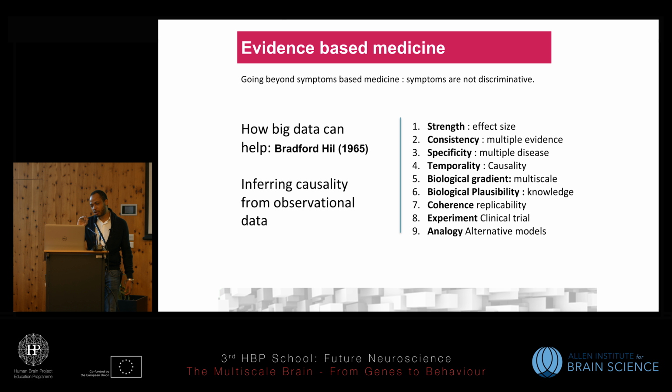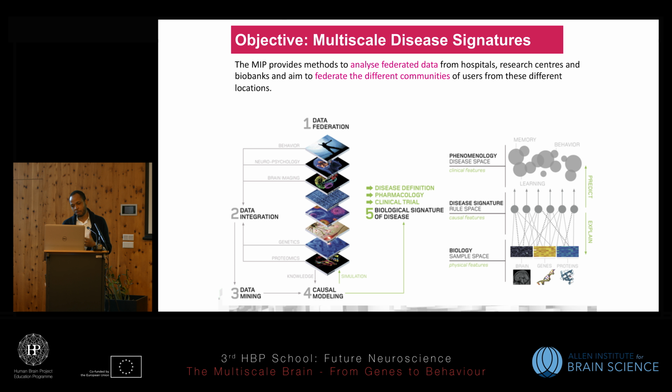You can try to touch on things like causality, because you have temporal, longitudinal information with this hospital data. You can start to think about biological gradients. If you have multiscale information, you can think about replicability. You can develop techniques for clinical trials and think about alternative hypotheses. So this is the way we can move from symptoms to biology, and move from just observation to causality and experiments. So now, what is this concept of biological signature of disease?